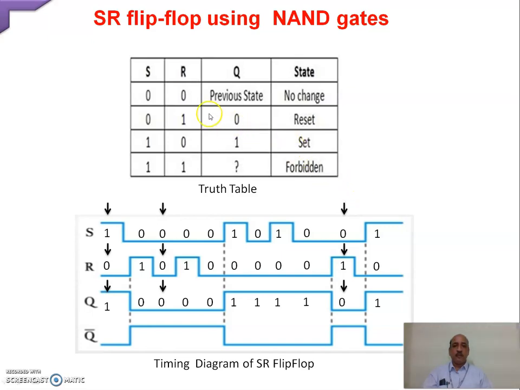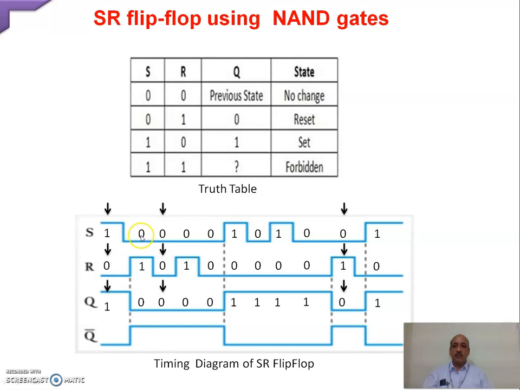Before going to the clocked SR flip-flop, here we can see the timing diagram of the SR flip-flop. Here S is equal to 0, R is equal to 0, then the output is equal to 0. S is equal to 1, R is equal to 0, that is the set state, Q is equal to 1. Here we can see S is equal to 0, R is equal to 1, it is a reset state. So from this timing diagram, it is very clear that when S and R change, the output will change. If S is equal to 1, R is equal to 0, this will be treated as set.